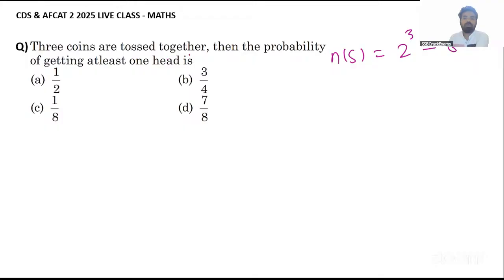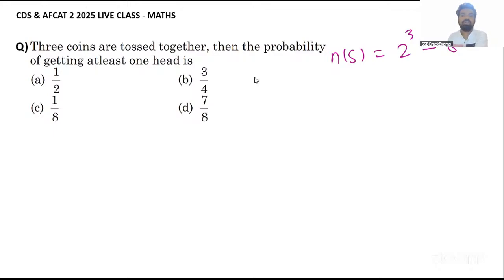So the probability of getting at least one head means, sometimes the number of elements in favorable outcomes is more than the number of elements that are not favorable to us. In that situation, we find the probability of the event not happening and subtract it from 1, then we will get our probability.